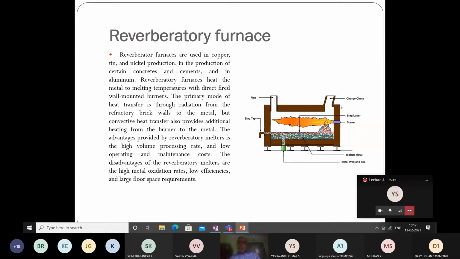In this reverberatory furnace, at the top layer we have a charging chute through which we allow the metal alone, because there is no fuel here. Fuel is the burner. Only the metal alone is fed through the charging chute. This is for the flue gases. Instead of a chimney, we have a provision like this. So this is the charging chute where we allow the metal and flux, no fuel. This is the burner, the wall mounted burner. So we have the metal.